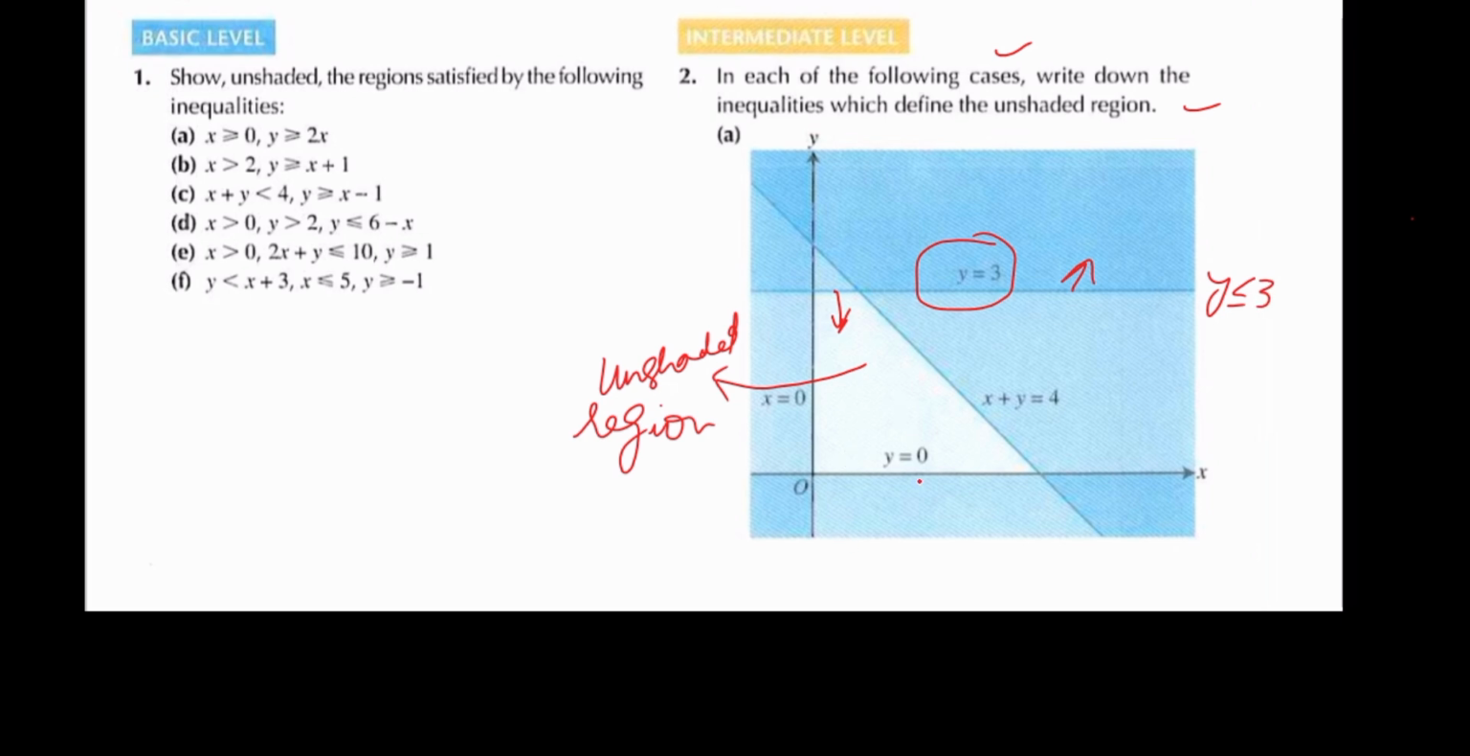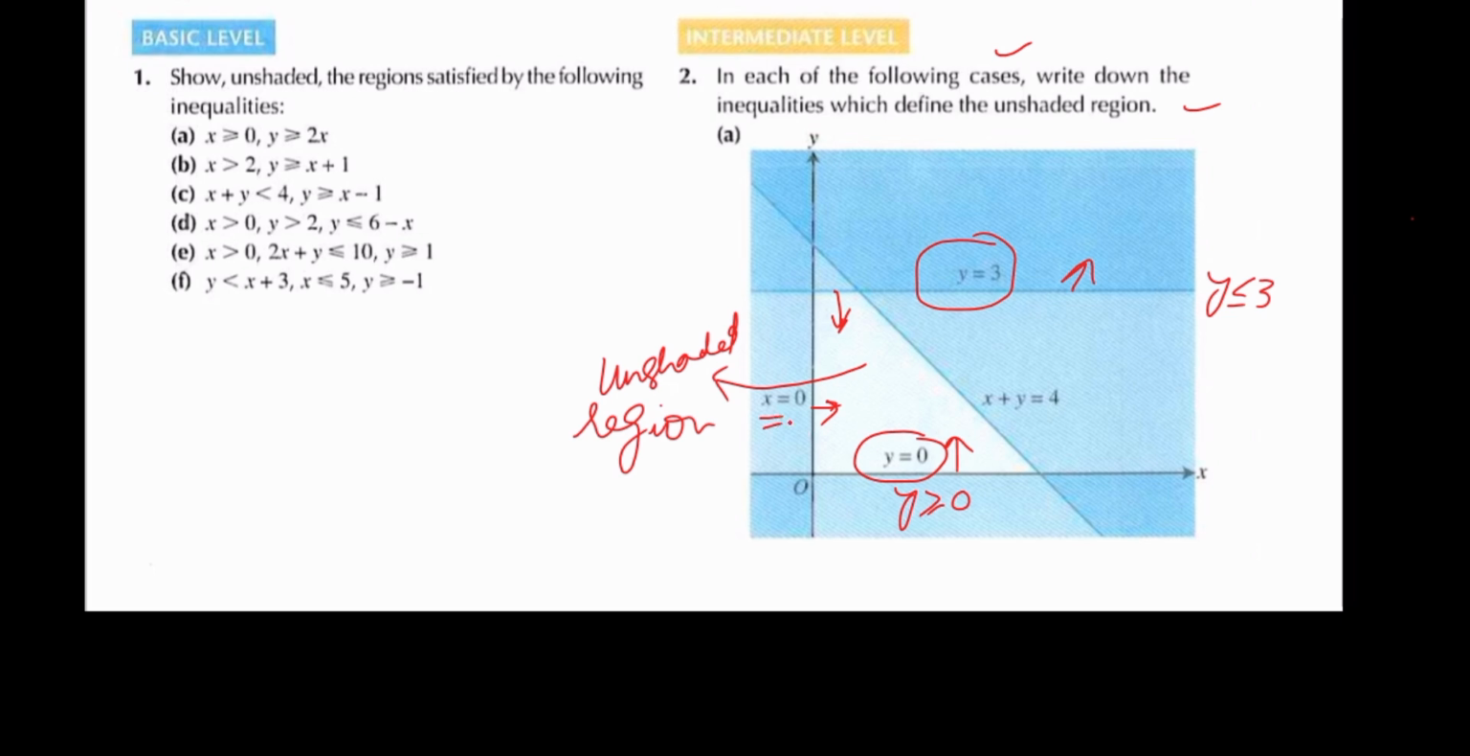Similarly, the second line is y is equal to 0. That is actually the x-axis. As the white area lies above this, the associated inequality is y greater than or equal to 0. The third one is x is equal to 0 and the unshaded region is on the right side here. This is the unshaded region.